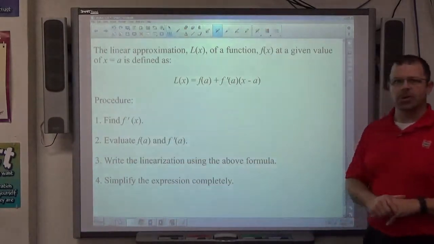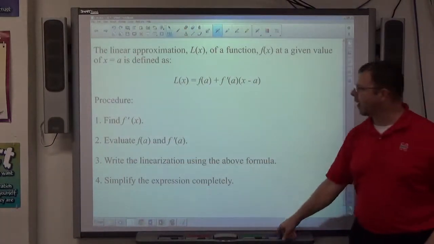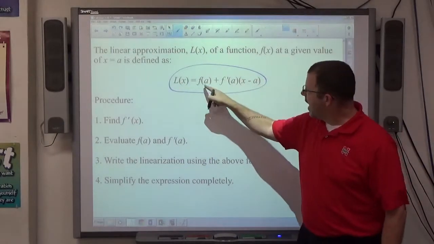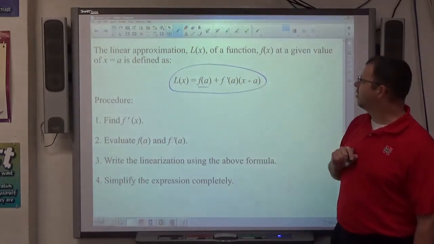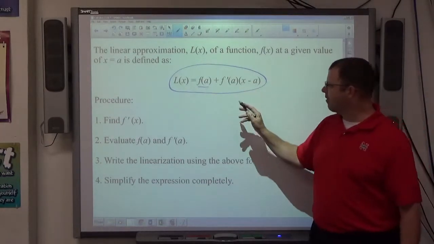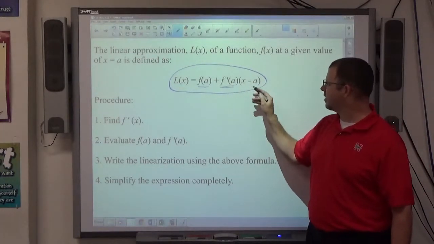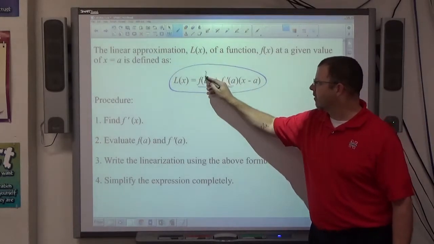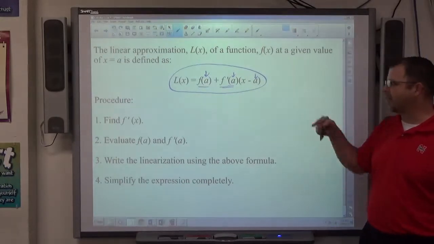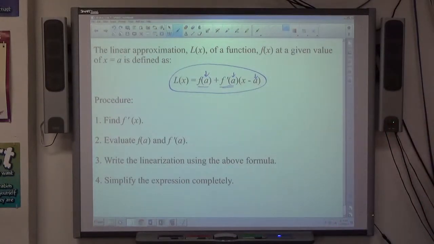And here's the specific procedure, what you have to do. This is the formula right here. L of x is the linearization of the function. F of a is the function's value at x equals a. And f prime of a times x minus a. So a is what they're going to give us. x is the letter x. F of a and f prime of a both have specific values. All right? And then that allows us to find the answer near values of a.